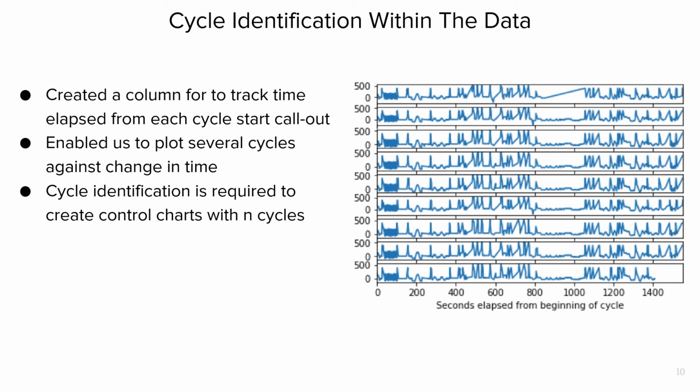Cycle identification within the data. We created a column to track time elapsed from each cycle start callout by the machine. This enabled us to plot several cycles against change in time, which you can see here on the right. Cycle identification is required for us to create control charts with end cycles.